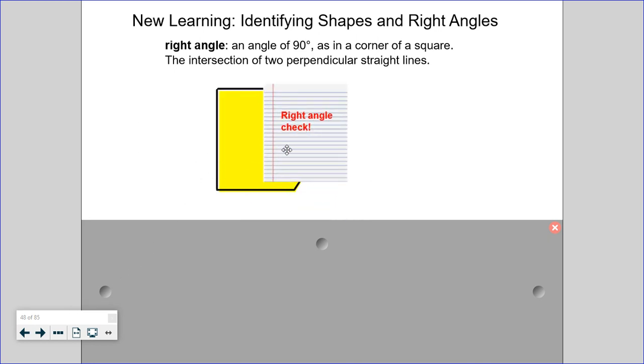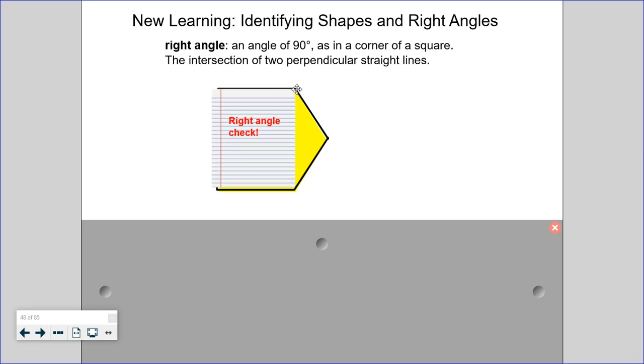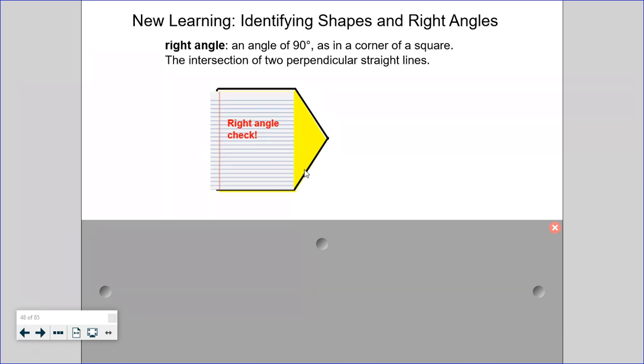Let's see, how about this one down here? I'm going to take my paper and I'm going to put it there. Does this make a perfect square corner? Yes, so there's 2 right angles. Now I'm going to check this angle here. So I'm going to use this corner. If I put that paper, does this angle match the paper? No, so that's not a right angle. Let's go down to this one here. Does this angle match the angle of the paper? Nope, so that's also not a right angle. So let's review. So far we have 2 right angles and 2 not right angles.